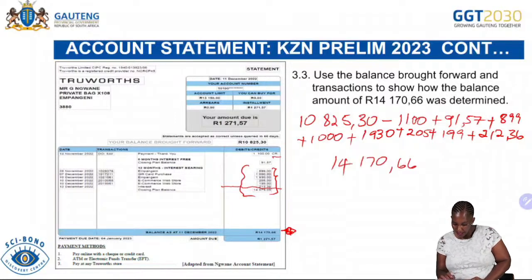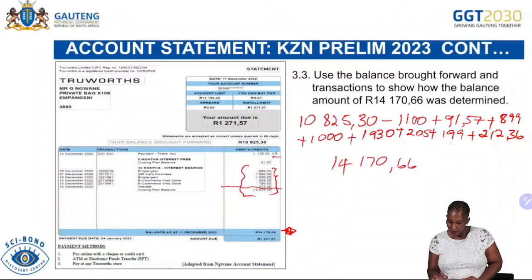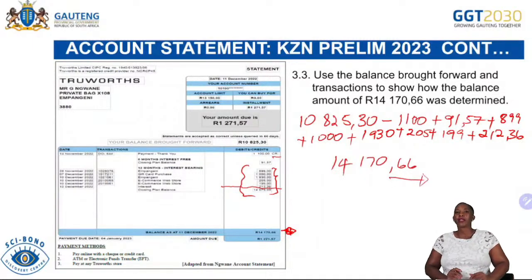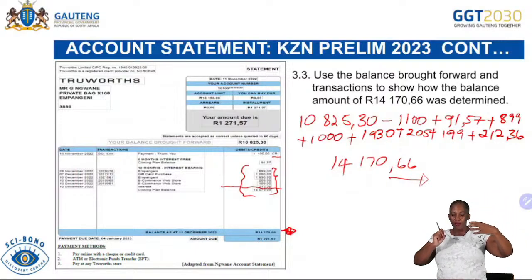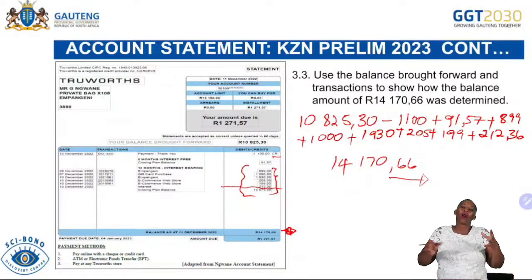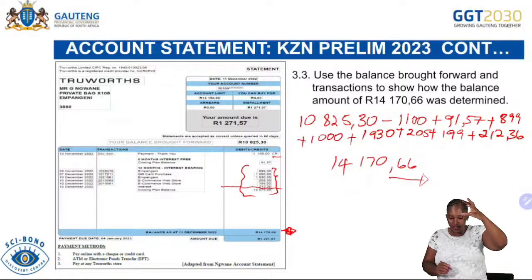Because now we have the 899, and then we have the 1,000 rand, we have this one of 1,930, we have the 205, we have 212 rand 36. So all in all, that amount adds up to what? To 14,170 rand 66. So basically you took the opening balance, and then you subtract the payment, and then you add all the amounts, the transactions, the debits that have taken place in the account.